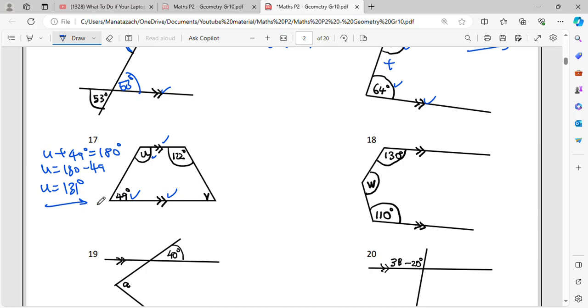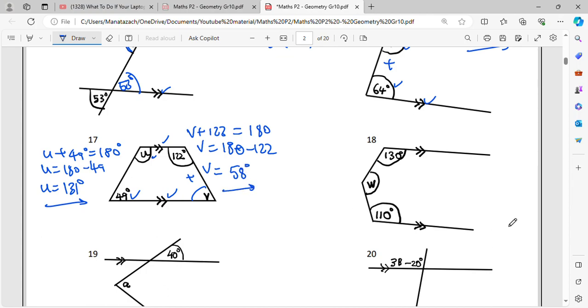Right, so let's calculate angle V. So angle V plus angle 122 are co-interior angles. So likewise, we'll say V plus 122 should give us 180. Reason is co-interior angles. So V is 180 minus 122. So that means V is 58 degrees.